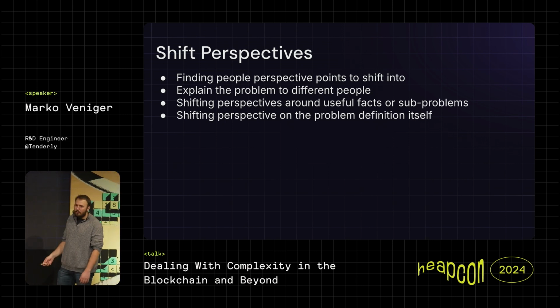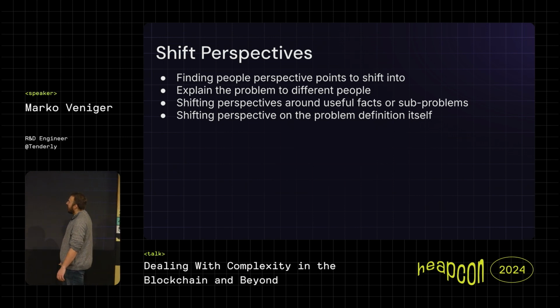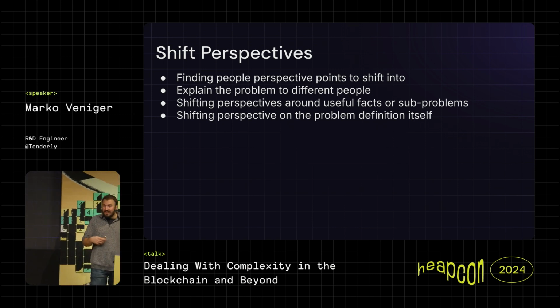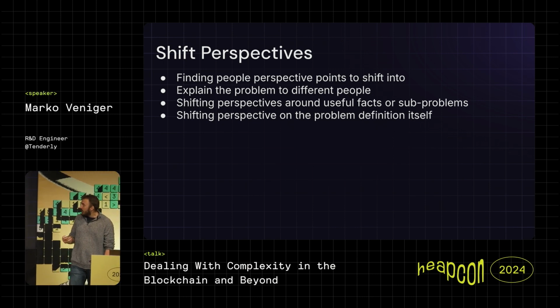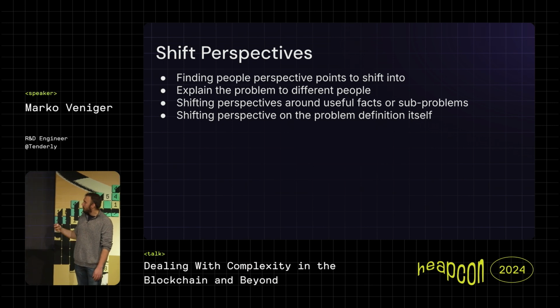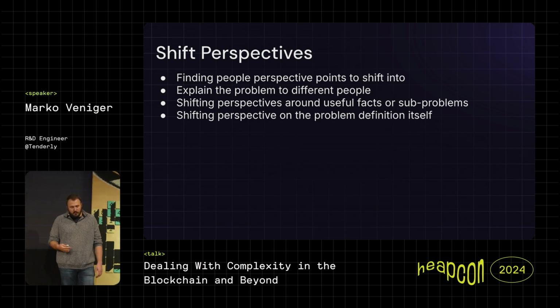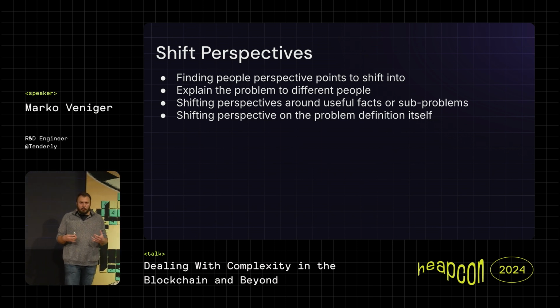Richard Feynman is one of the big physicists from the USA, and he would go around and talk to the cleaning ladies at the university. He would go talk to the cashier at the shop across from the university and try to explain in layman's terms what he's trying to solve, and this would bring him new perspectives on how to solve the problem.